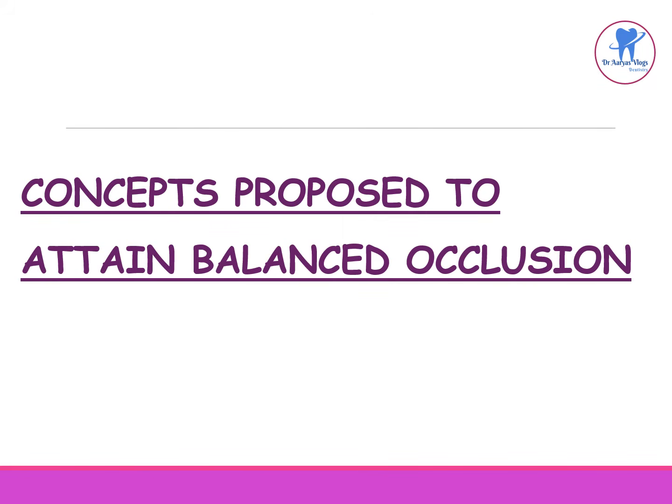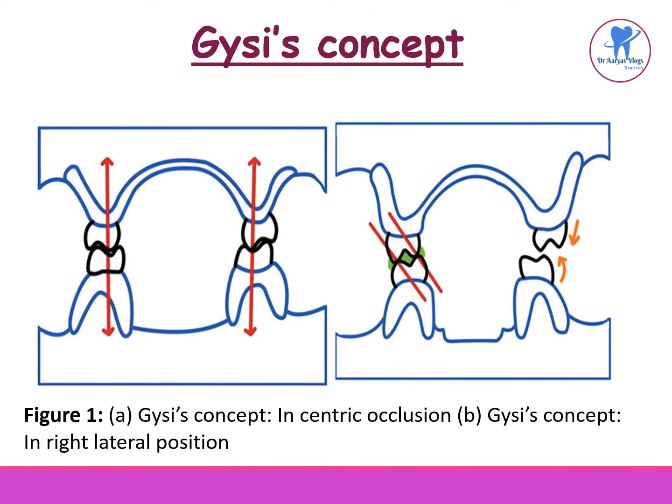Which are the concepts proposed to attain balanced occlusion? First one is the Gysi concept. Gysi proposed the first concept towards balanced occlusion in 1914, and he suggested that arranging 33-degree anatomic teeth could be used under various movements of the articulator to enhance the stability of the denture. This is the picture showing Gysi's concept in centric occlusion, and here it is the right lateral position.